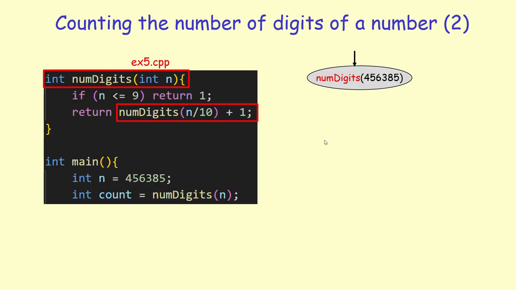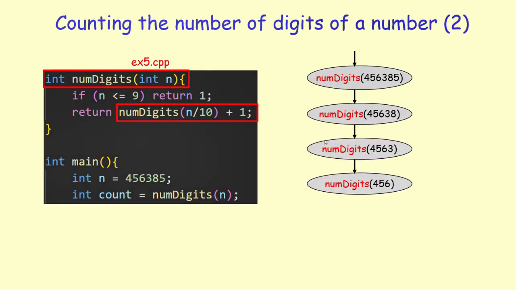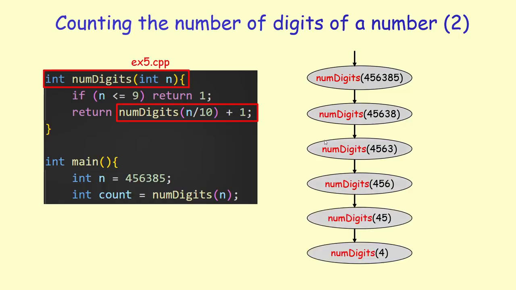When we enter this recursive function, it is not the base case, so we are going to peel off the last digit, and we are going to be left with 45638. Peel off the last digit, peel off the last digit, peel off the last digit, peel off the last digit, and we are now at the base of our recursion, meaning that now the number is 4, which is the base case, so this is going to return me 1.